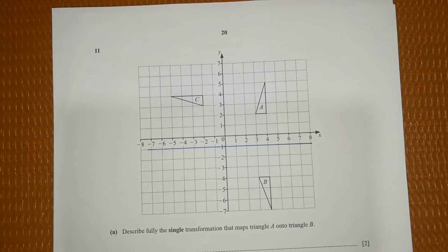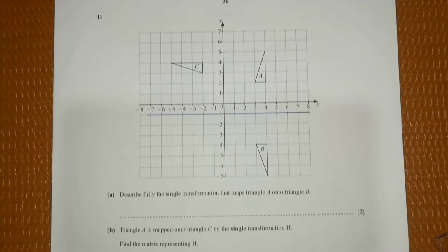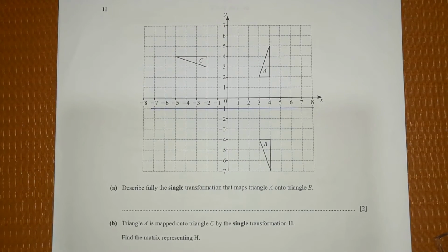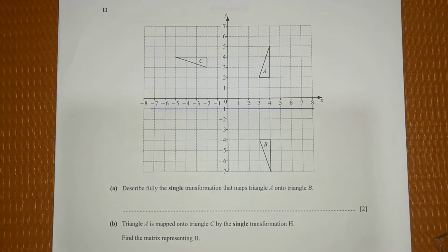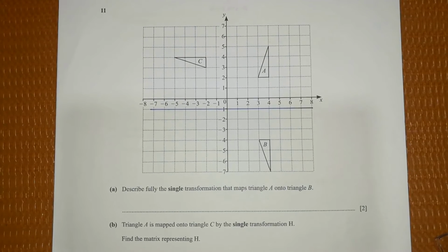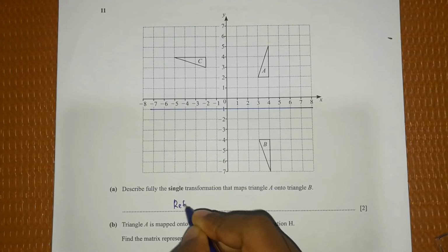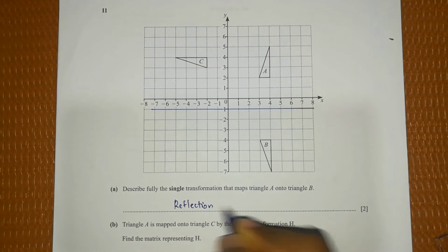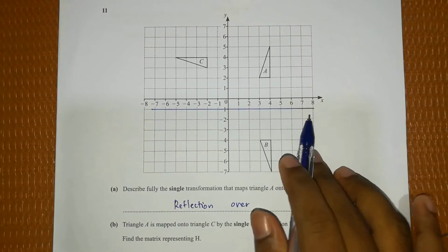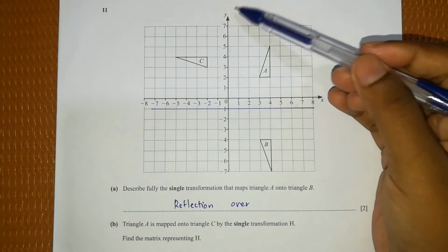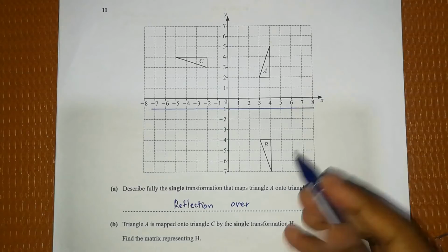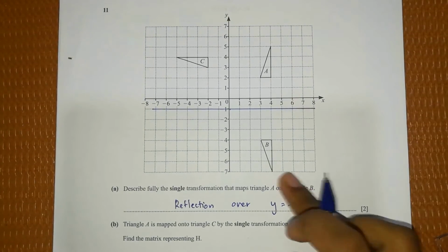Okay. And keep in your mind, when they ask you to describe fully the single transformation, you must give the name and the other features. Now you found this as a reflection. So if it is a reflection, we should give the name and the mirror line. So here you have to write it's a reflection over, this is the line, so it is parallel to x and cuts the y-axis at -1, so y equals -1.